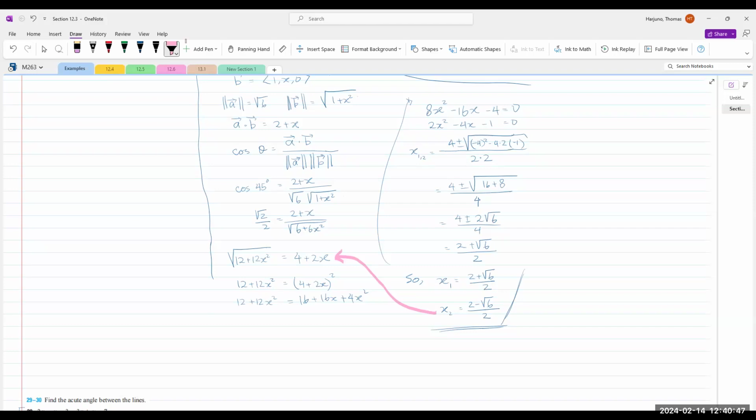When I put that mark, I actually refer to both of them. Yeah, you're supposed to check against the original equation.